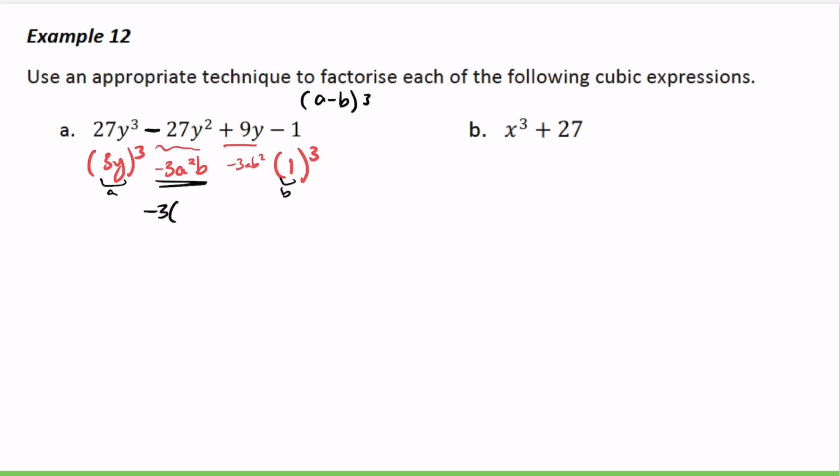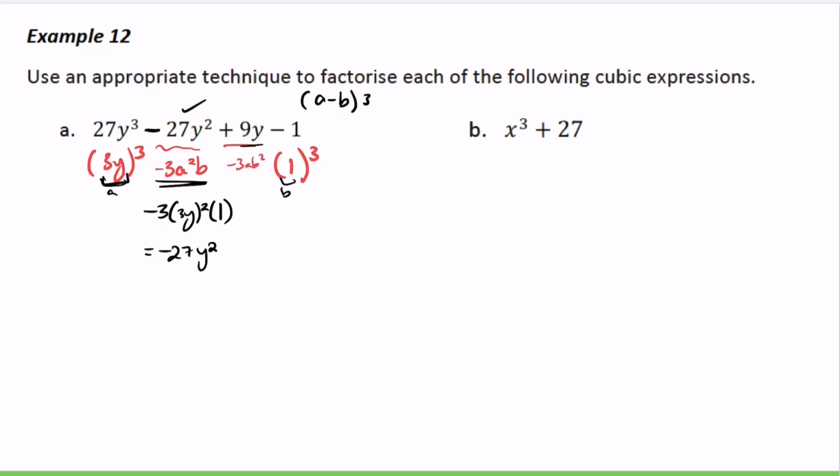So negative 3 times a squared, so that's 3y all squared times b, which is 1. 3 squared is 9, y squared is y squared, so that'll be 9 times 3, negative 27y squared, which is exactly the term that I have there. So in fact, this is correct. You can also test out the 9y and you'll see that it will work correctly there.